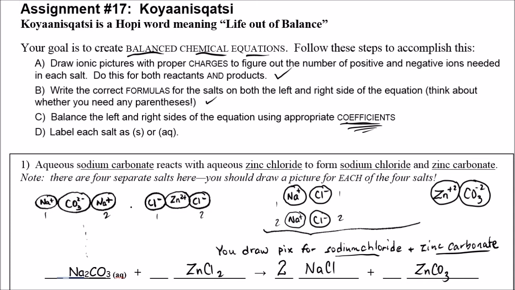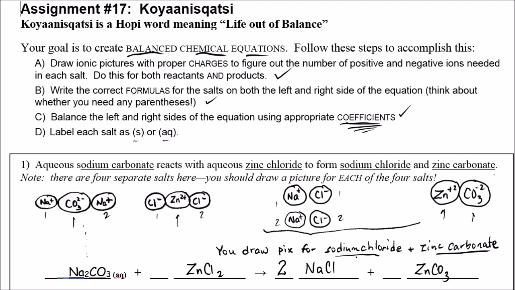The zinc is fine. There's just 1 zinc in the beginning. There it is. There's 1 zinc in the end. There it is. And there's 1 carbonate in the beginning. There it is. And there's 1 carbonate in the end. There it is. This is now a balanced equation. C is done. Last one is to label each salt as solid or aqueous.